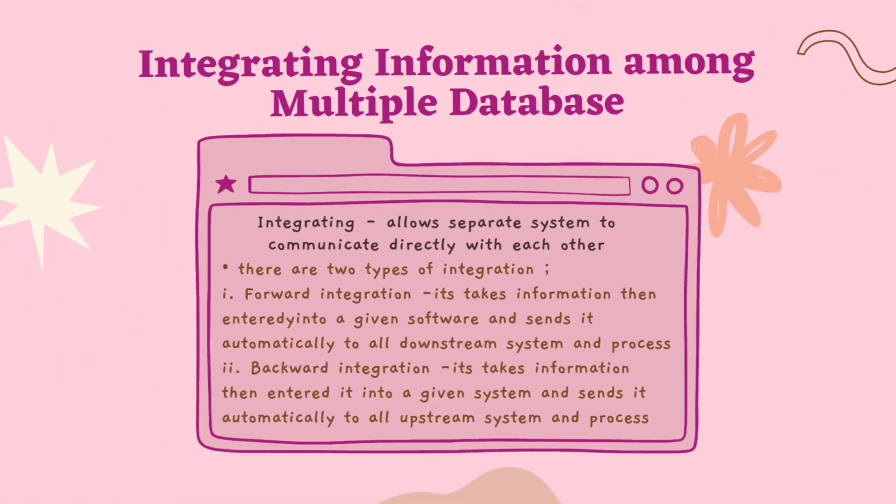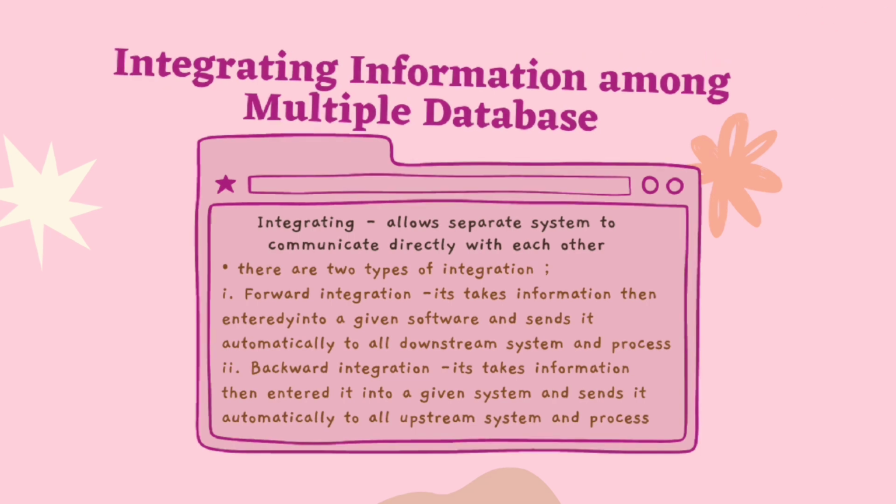Last subtopic is about integrating information among multiple databases. Integration allows separate systems to communicate directly with each other. There are two types of integration. First is forward integration, which takes information entered into a given system and sends it automatically to all downstream systems and processes. Second is backward integration, which takes information entered into a given system and sends it automatically to all upstream systems and processes. Actually, integrations are difficult to implement, so many organizations only build forward integration and use business critical integrity constraints to ensure all information is always entered at the start of the integration.